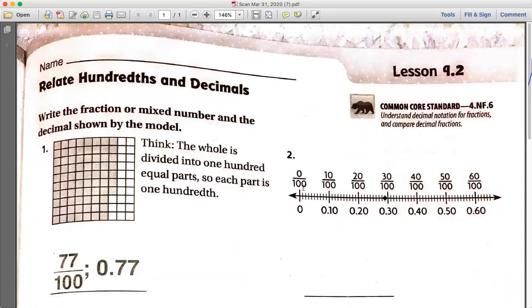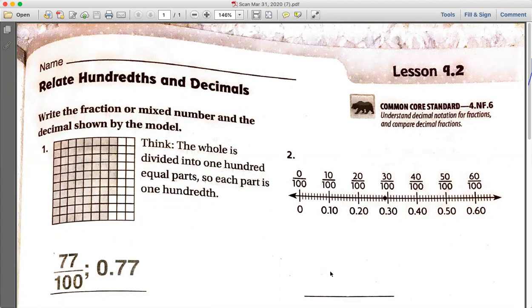They're separated in hundredths. So here's 10, 20 hundredths, 30 hundredths, and so on. We have to figure out what is between 20 hundredths and 30 hundredths. Well, what's between 20 and 30? 21, 22, and so on, right? So if I look over here, I see what number comes before 30. It would be 29, right? So it's going to be 29 hundredths.